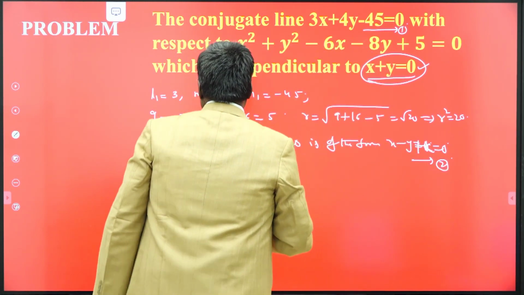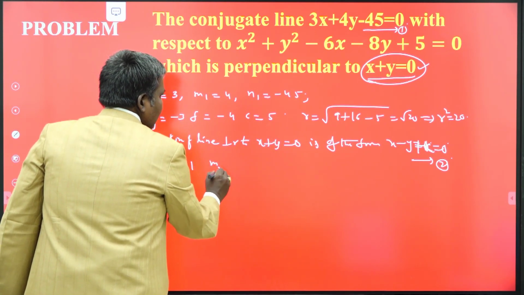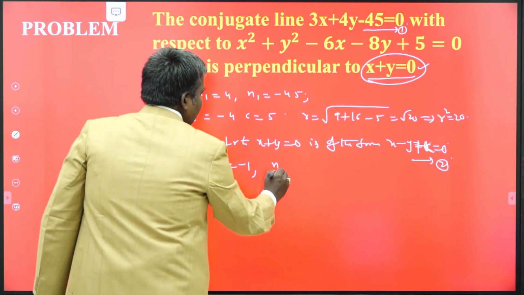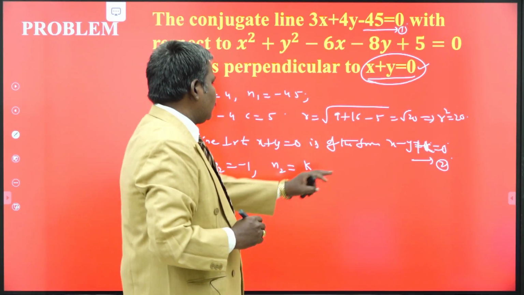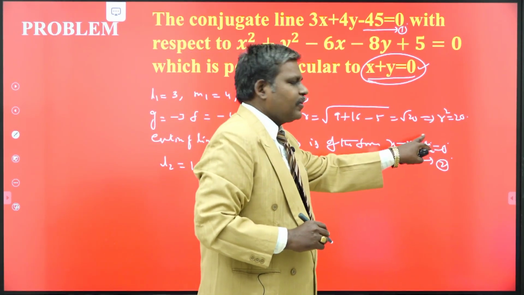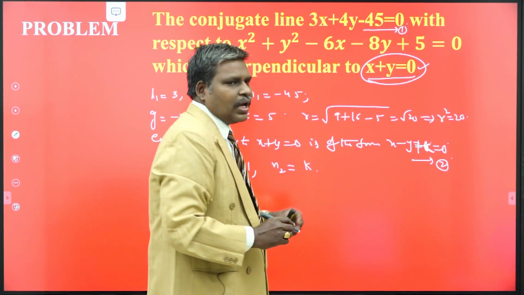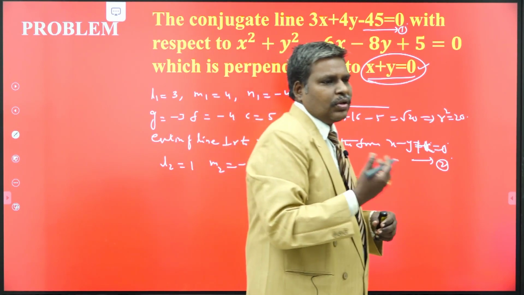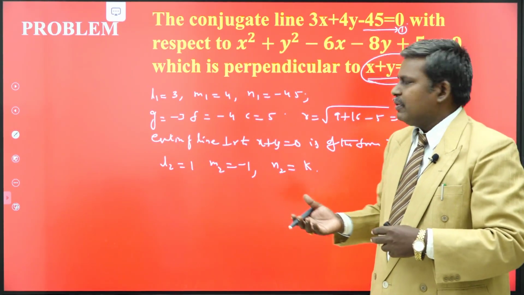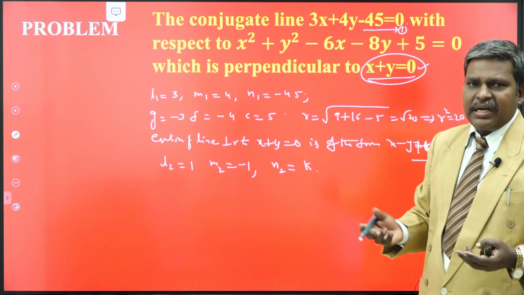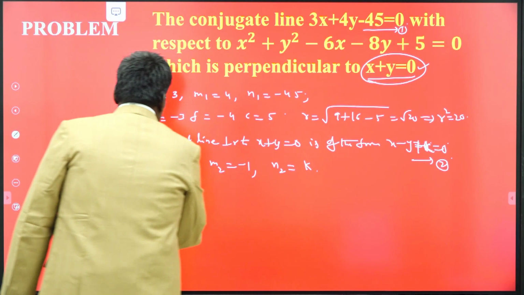So we obtain L2 is equal to what now? L2 is equal to 1, M2 is equal to minus 1 and N2 is equal to k. When we get the value of k, your job is over. So now the two lines, 1 and 2, are conjugate lines. Then you have to apply the condition that we observed earlier. Immediately we obtain the constant value and your job is over. Therefore, 1 and 2 are conjugate lines.